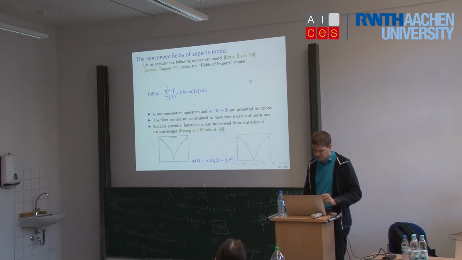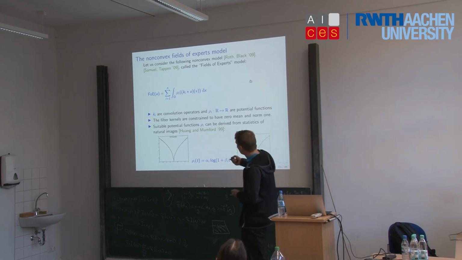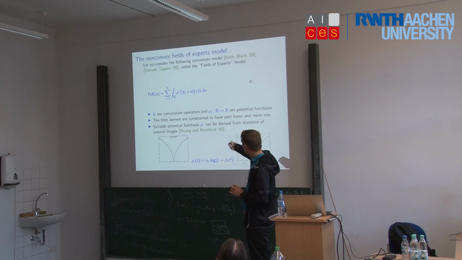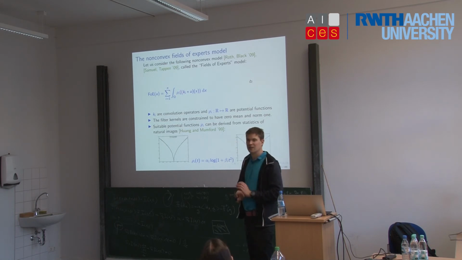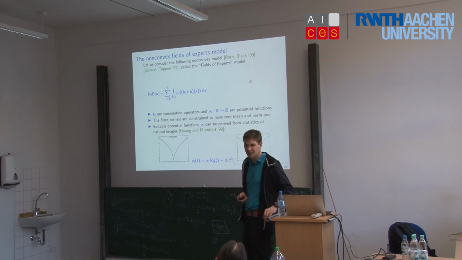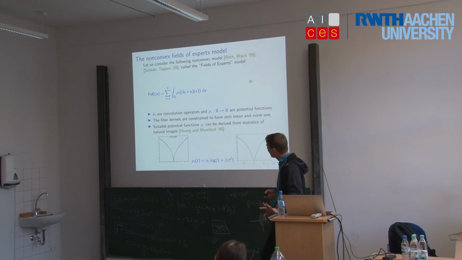There should normally be a video. Okay, it's not there, but it doesn't matter. The model we are considering is the so-called fields of experts model. The fields of experts model does the following. It takes the image, convolves it with some filter kernel, which will later be learned from data, and then applies a pointwise potential function. This model includes, for example, the total variation. In the total variation, these kernels are finite difference operators, and this rho function is just the 2 norm or absolute value function. So as a special case, it contains the total variation, but we will make it much more free.